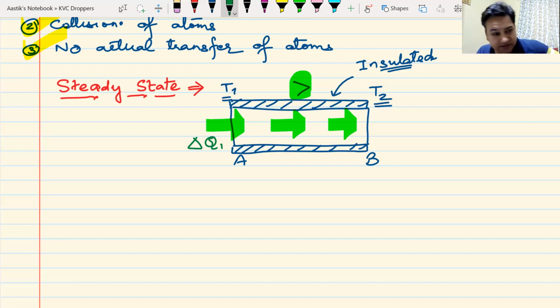The process of conduction has just started. No idea? Less. Yes, it has to be less. So let us call this delta Q2, and this delta Q2 is less than delta Q1. Why? That is the next question. Why should it be less? Why is the heat that leaves end A not the same heat that reaches end B?